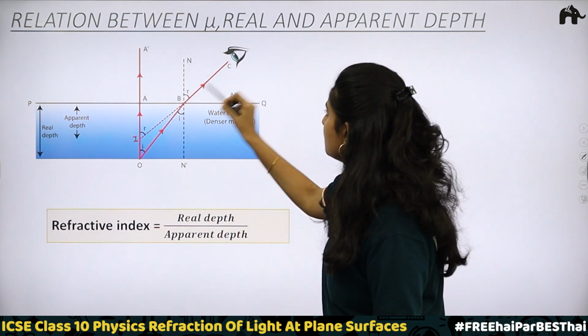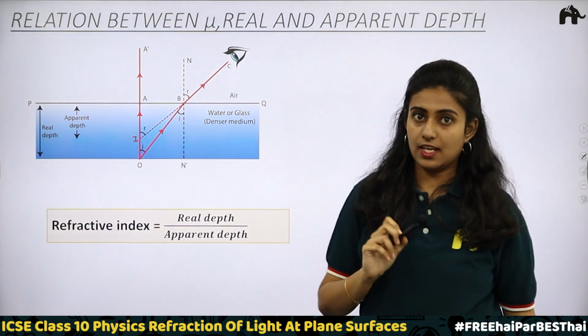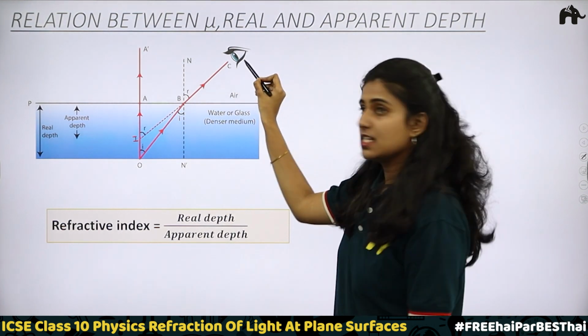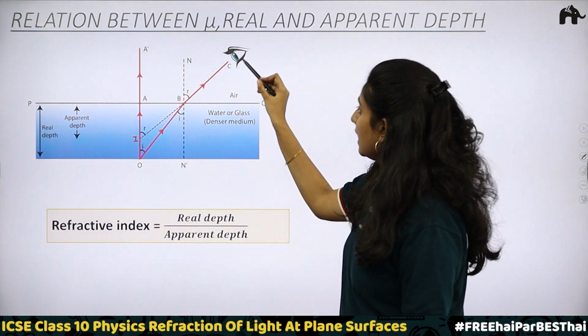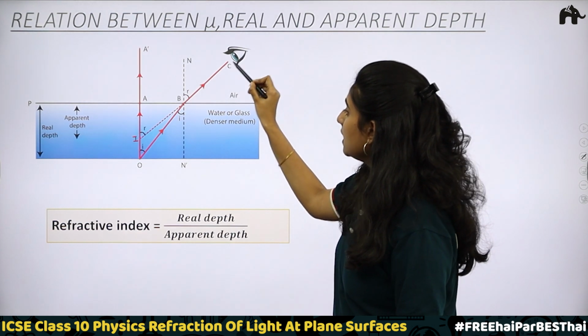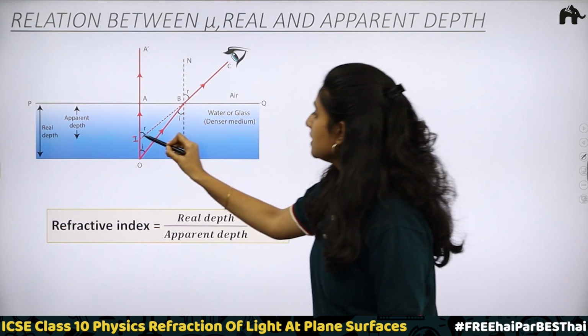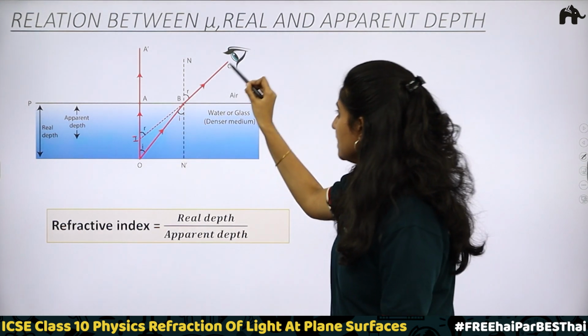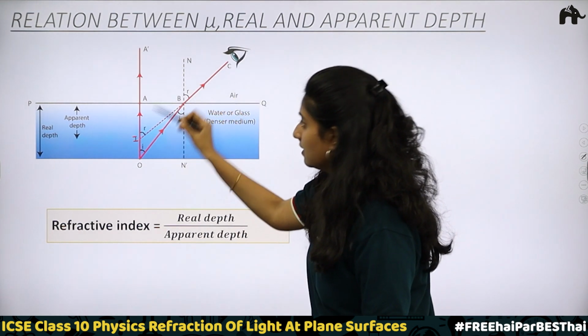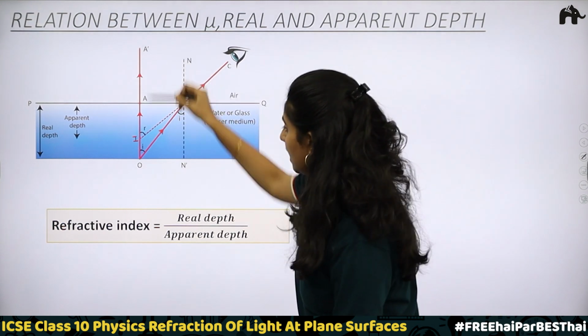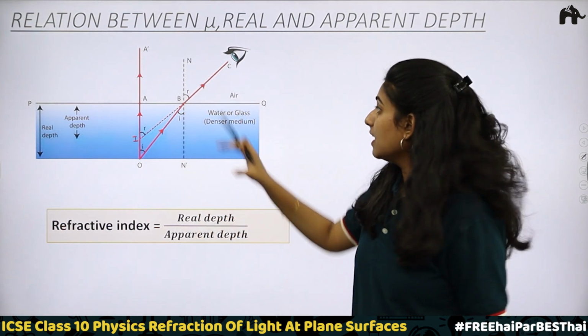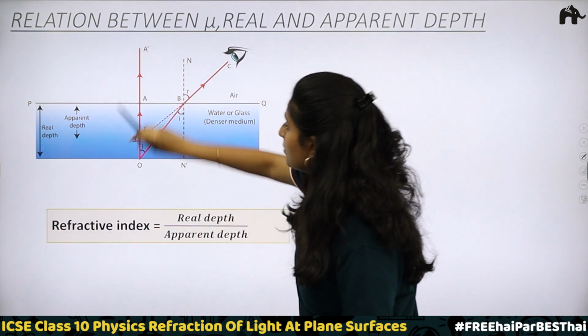Then you will be getting this BC. BC is your refracted ray. And this refracted ray reaches a person's eye. And then he will be able to see the object at this point I. How is this I obtained? This refracted ray is extended. Here we are considering a straight line, which is a normal. We can call this the normal incidence.